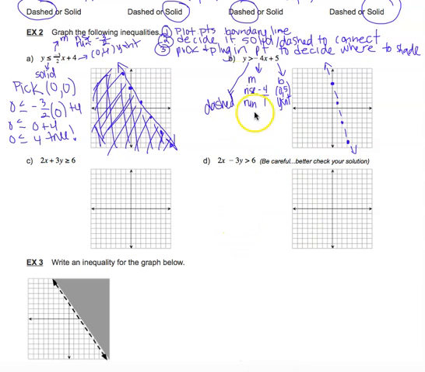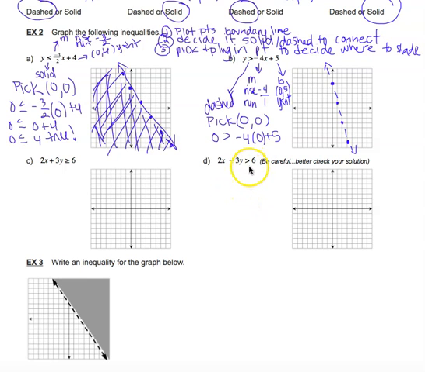Now is the time where I decide which way to shade. So again, I would pick 0, 0 since it is not on the boundary line, and I would plug that in. So I'm plugging that in here. So 0 in both places, 0 greater than -4 times 0 plus 5. Your next job on your own is to simplify this, just like we did in the last lesson and just like we did over here. So simplify it till it's a statement 0 greater than something and decide if it's true or false.